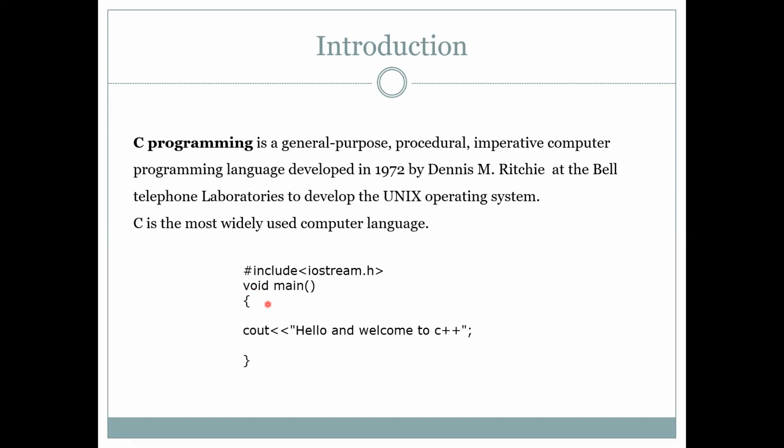And the next line, these curly braces, this open and this closing, contain the program body, and the next statement will output the given message on the screen. This cout is just used to print the message hello and welcome to the C++ on the screen. And this insertion symbol represents the C++ output operator. So this is also called your output operator.